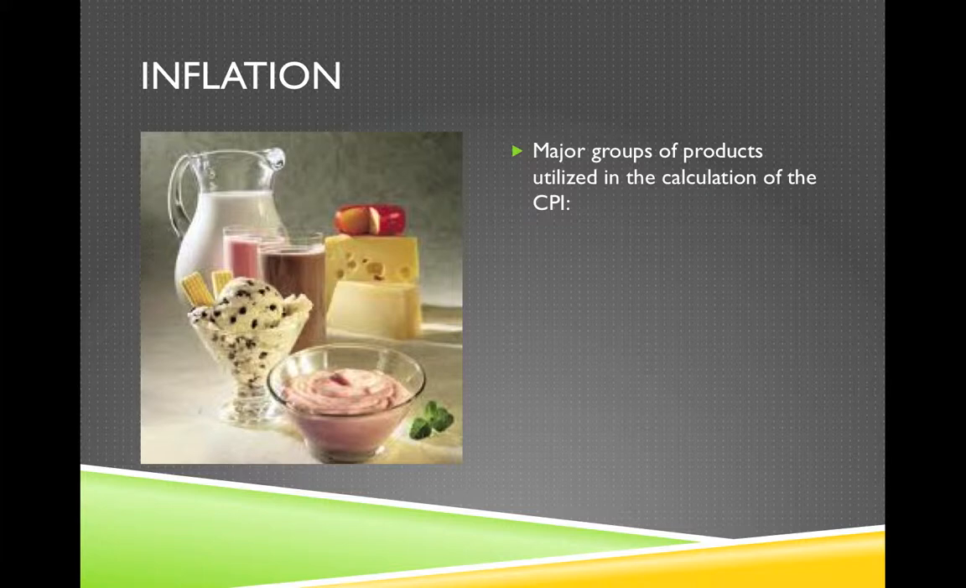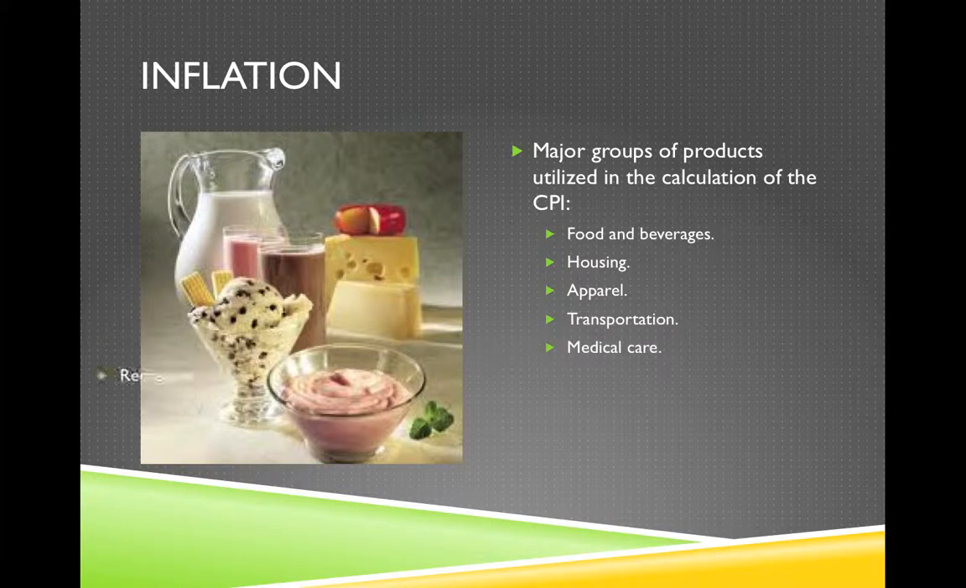Major groups of products utilized in the calculation of CPI, or Consumer Price Index, include food and beverages, housing, apparel or clothing, transportation, medical care, recreation, and education and communication, as well as other goods and services.